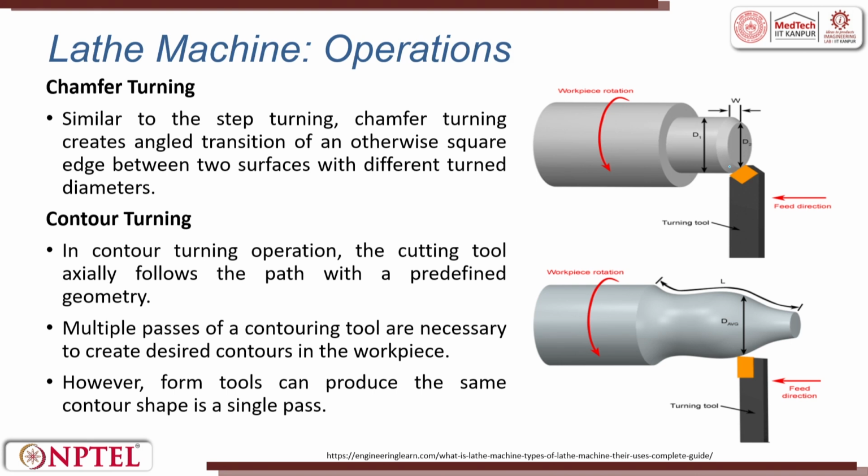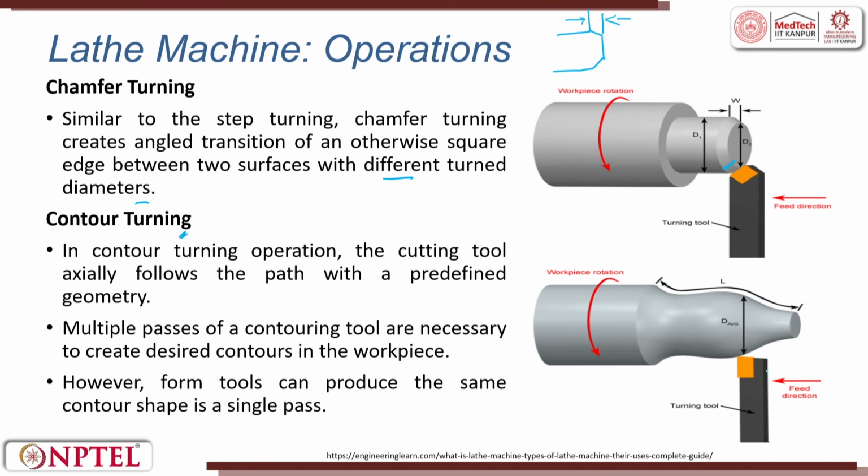This is the chamfering operation. The chamfering operation is similar to step turning. The chamfering turning creates an angle. So at the edge, we do a small cut. This is called a chamfer. Similar to step turning, chamfer turning creates an angle transition of an otherwise square edge between the two surfaces with different turned diameters. What are conical turning or contour turning?